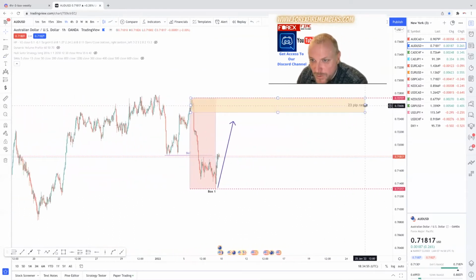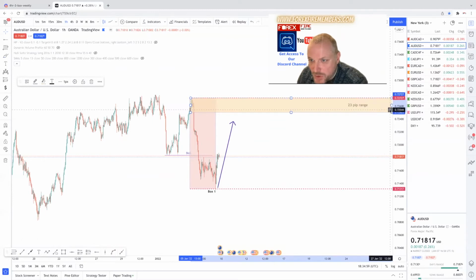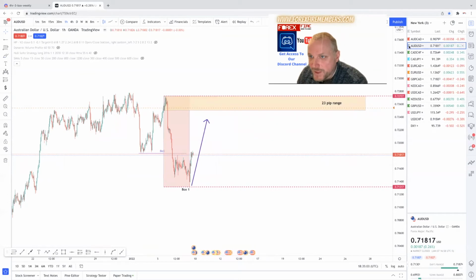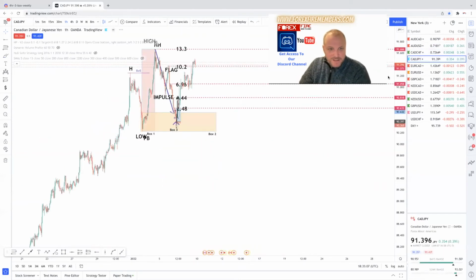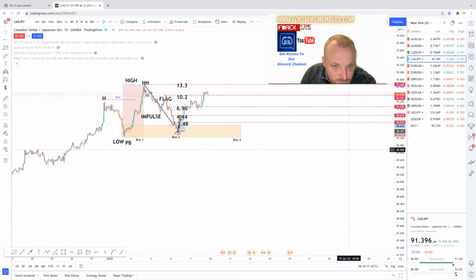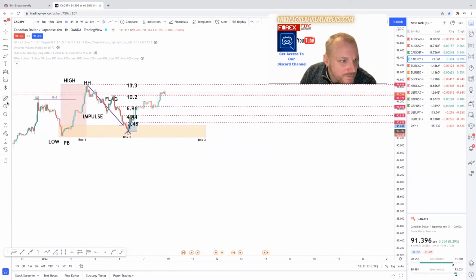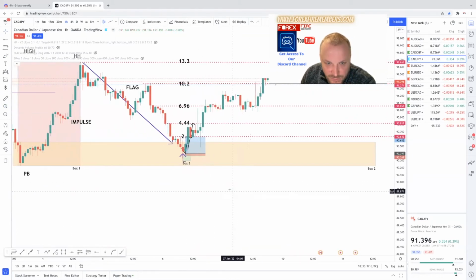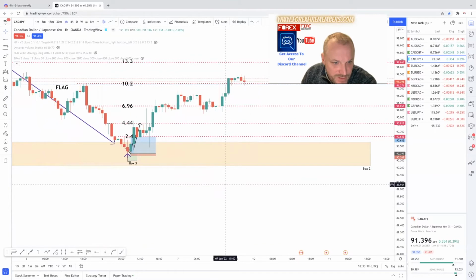Again, let's have the alert set an eighth of the way into box two to give us an alert to tell us to have a look, and make it red. Not going to bother with CAD Swiss franc, CAD JPY. I was looking at some of this last week. Let's have a look. Yeah, that's still running at the moment for me, so I want to keep that set up.